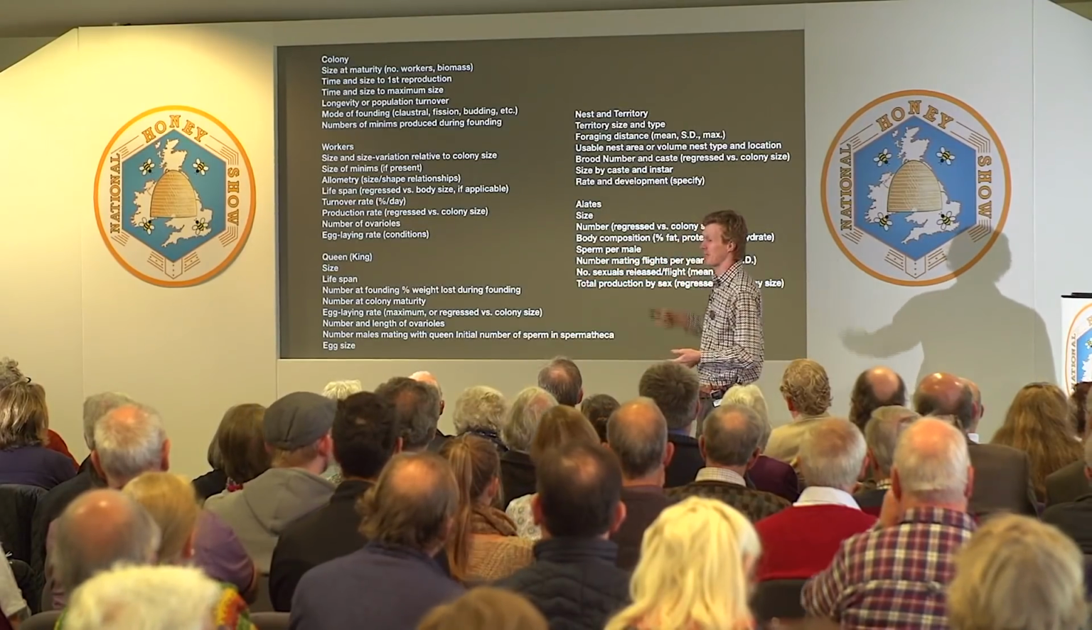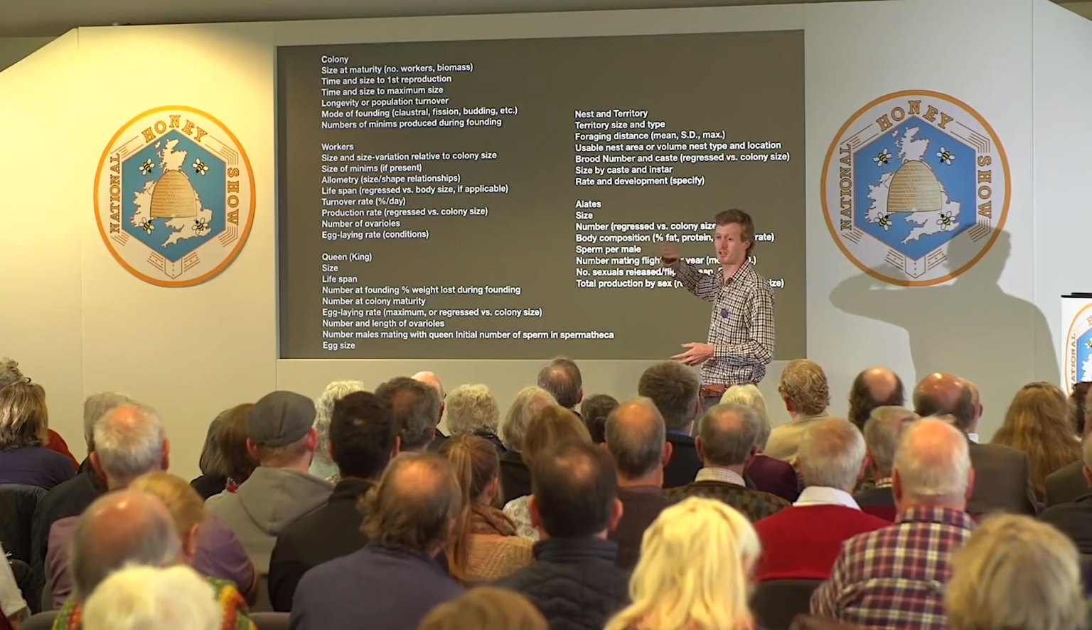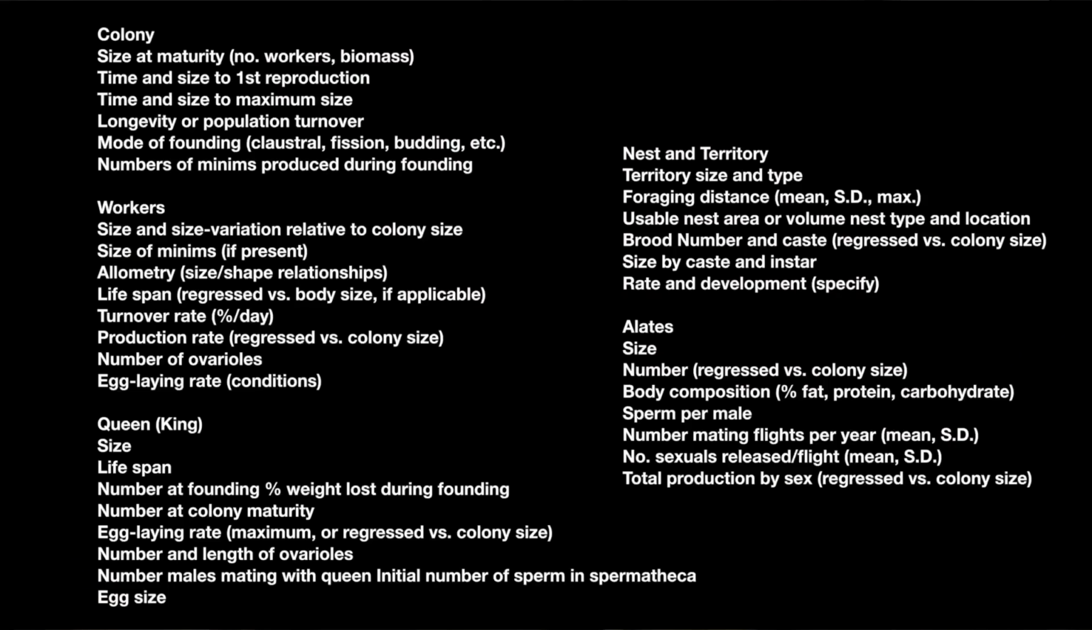So this is an example. You're not meant to read this. Don't even try to read this. In that paper that he wrote, he actually listed all the different things that he could think of someone measuring. Things like, how big is a colony when it's mature? How long does it take for it to get to that mature size?